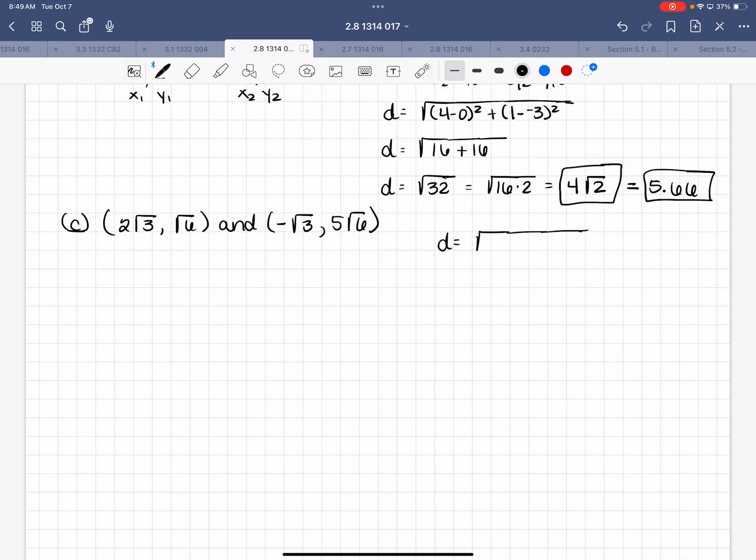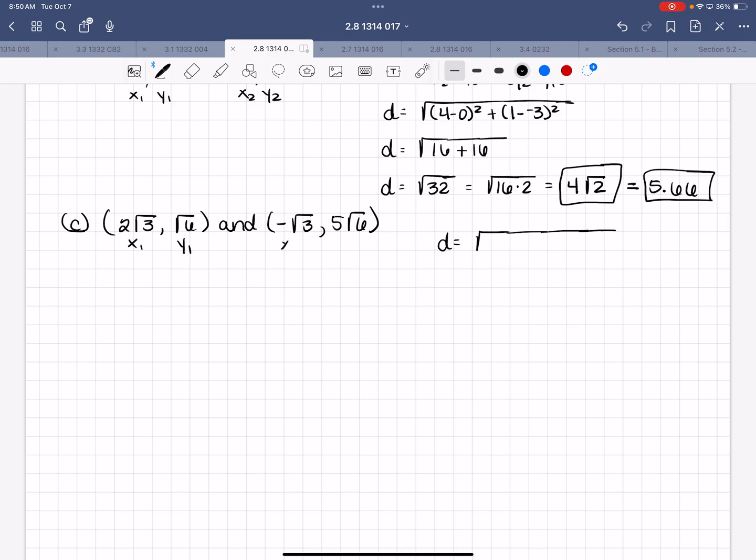Once again, I write down the distance formula. Guys, these radicals are just numbers. Square root of 3 is a little less than 2, because think about what is the square root of 4? Well, it's 2. So the square root of 3 is going to be less than that. Square root of 6 is less than the square root of 9, which is 3, but more than the square root of 4, which is 2. So square root of 6 is some number between 2 and 3. They're numbers too. That's why we can plug them in there.